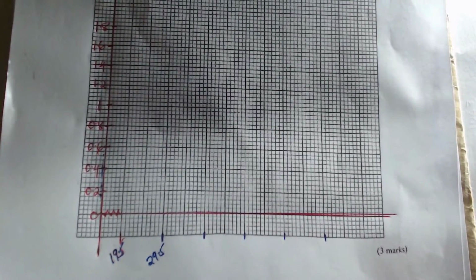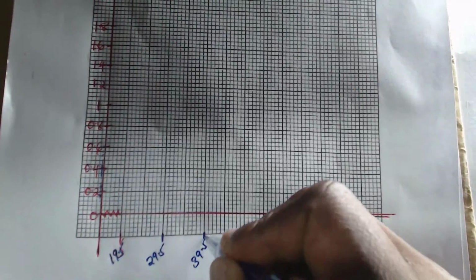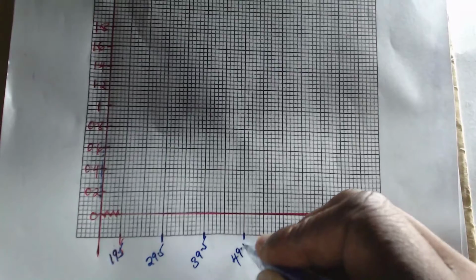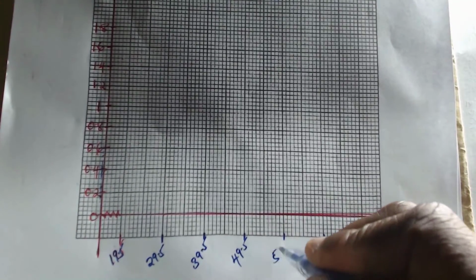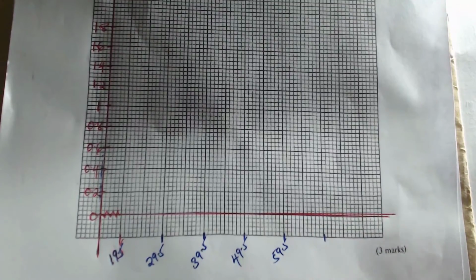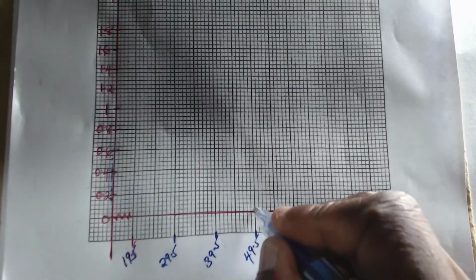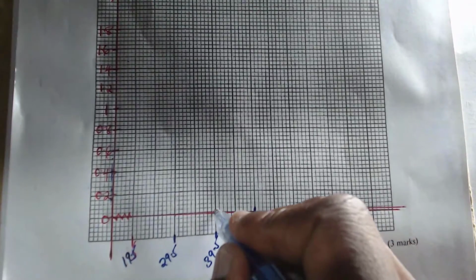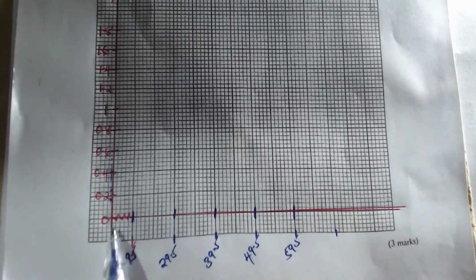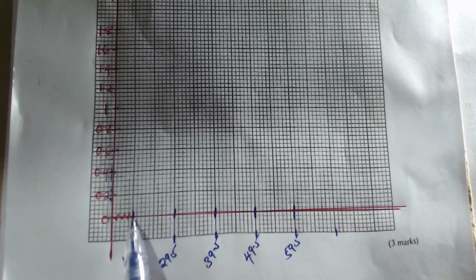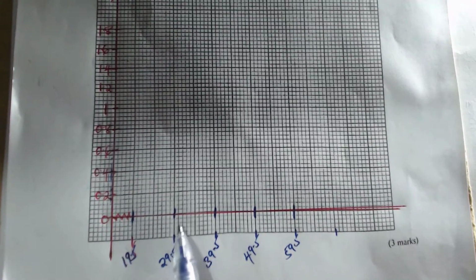Then the next one will be 39.5, then 49.5 and 59.5. I think that one will be okay. And we have broken this scale to show that from 0 to 19.5 the scale is not uniform as compared to from 19.5 to 29.5.